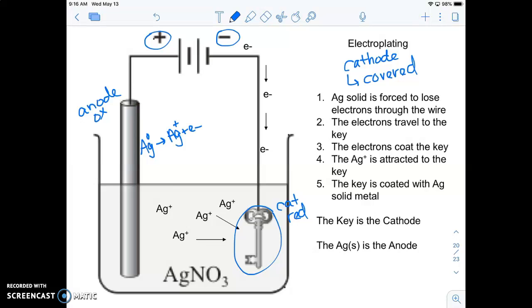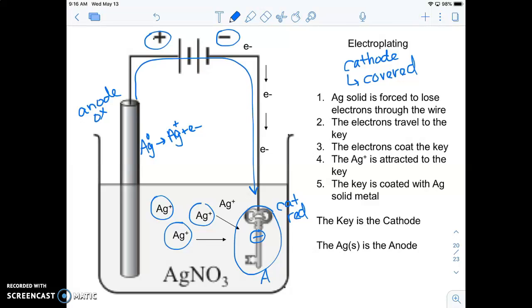Okay? So where are those silver ions going that I made? They're going into the water. Where are the electrons going that I made? They're going through the wire and to the cathode. So the same thing's happening here, guys. The key right now has a negative charge. So those silver ions that I made that are positive, they're attracted to the key. So they're going to move over to the key.